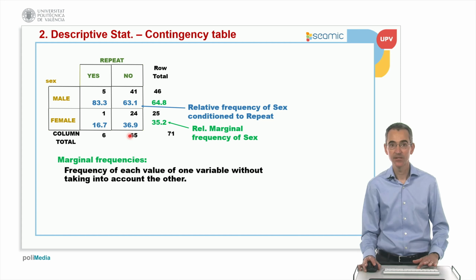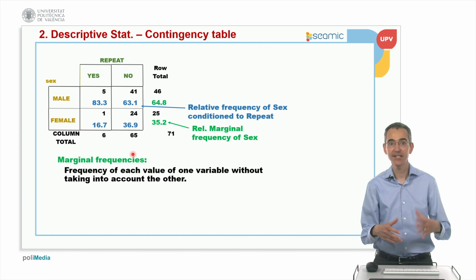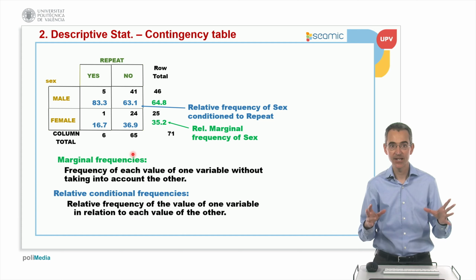Okay, so the definition would be that marginal frequency is the frequency of a value from one variable without taking into account the other, and we can say that relative conditional frequency is the relative frequency of the value of one variable in relation to its value of the other.